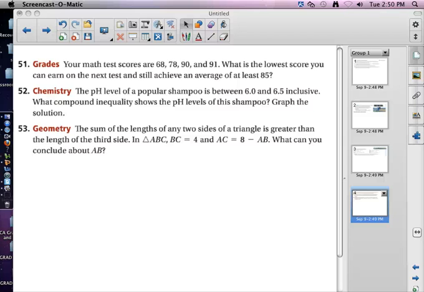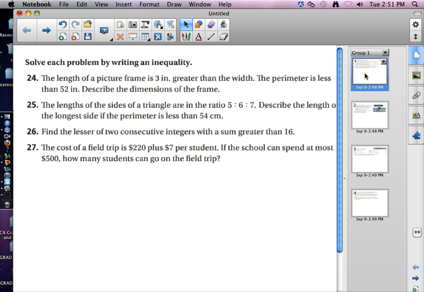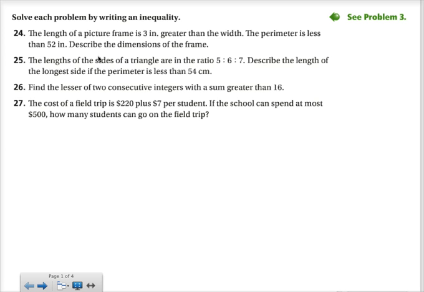These are the most frequently asked homework problems from Algebra 2, Section 1-5, Day 2. We're going to be looking at the problem starting with number 25. Number 25 says the lengths of the sides of a triangle are in a ratio of 5 to 6 to 7. Describe the length of the longest side if the perimeter is less than 54 centimeters.